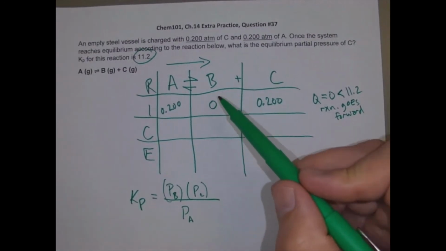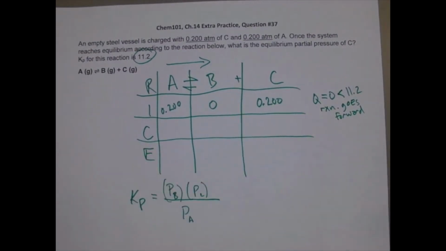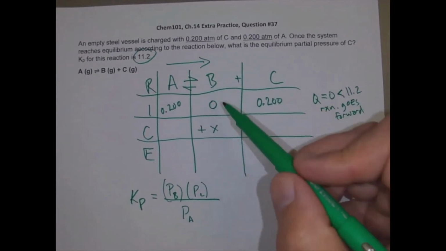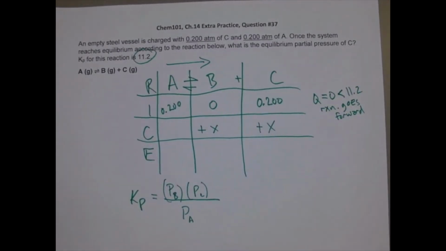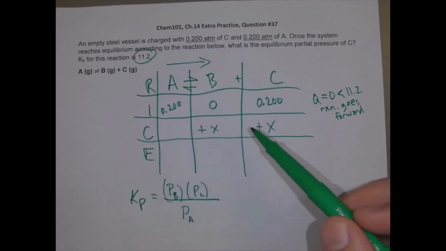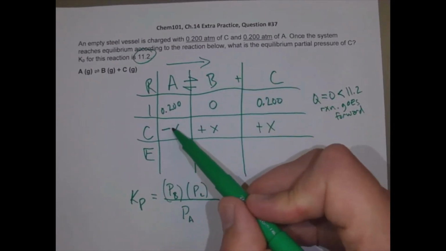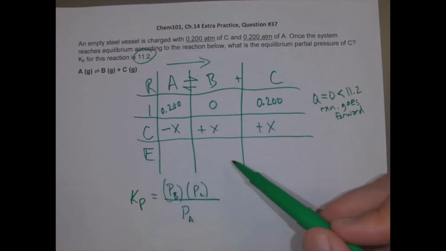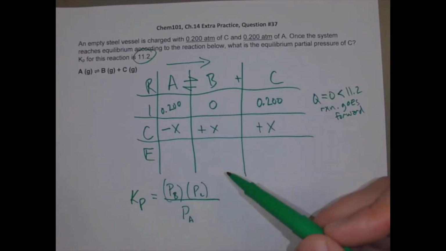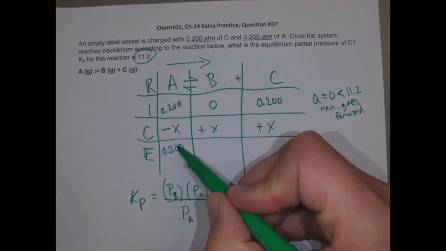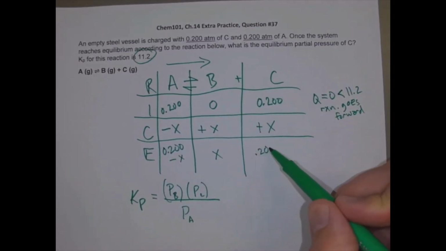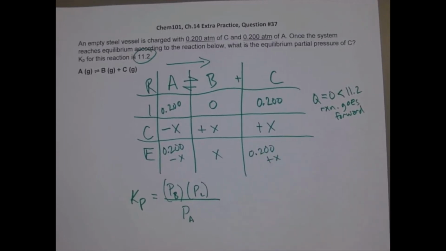And that makes sense because we don't have any B, and nature wants there to be some of B. So we're going to produce X amount of B. And every time I produce a B, I also have to produce a C, so I'm going to gain X amount of C. And every time I produce a B and a C, I lose an A, so I'm going to lose X amount of A. All right, now what we do for the row of the equilibrium amounts, we just add up the columns. So this would be 0.200 minus X. This would just be X, and this would be 0.200 plus X.